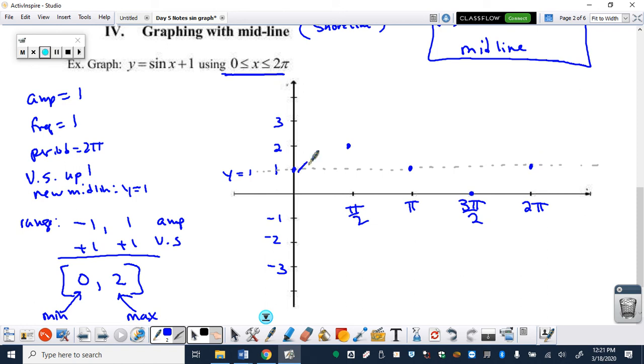So it's the same exact sine curve that we've been graphing, but the entire curve has been shifted up 1. So notice now that the midline is at y equals 1 because the entire graph got shifted. Not just stretched, but shifted up 1. Let's do a couple more examples on the next page.